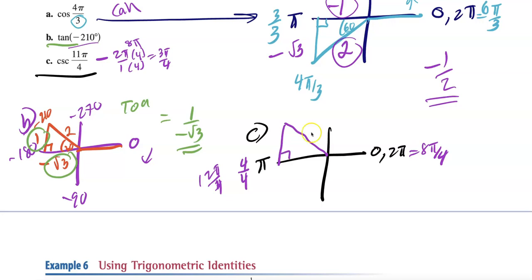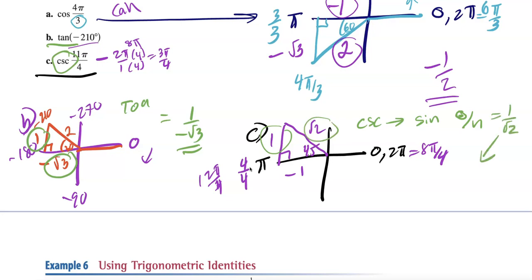Make a reference angle. Over 4 is automatically 45. So we get 1, 1, rad 2. That one's negative because it goes to the left. And I want cosecant. Cosecant is opposite of sine. So you're just going to find sine and flip it. Sine is SOHCAHTOA, so opposite over hypotenuse. And then we just flip it for cosecant. So radical 2.